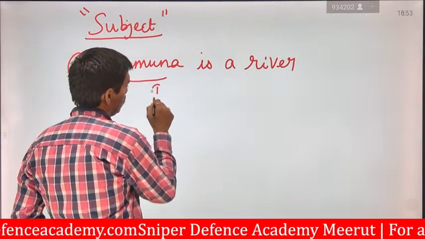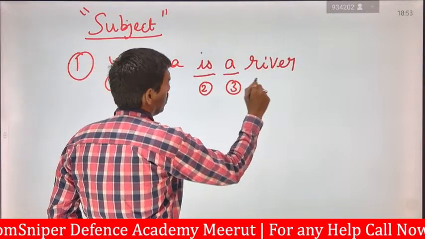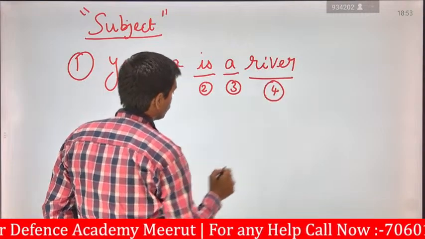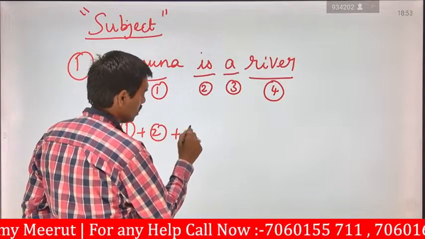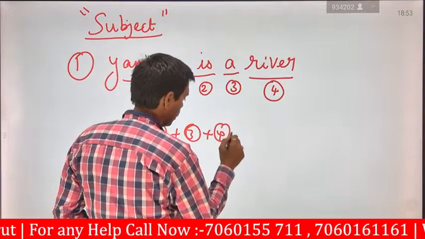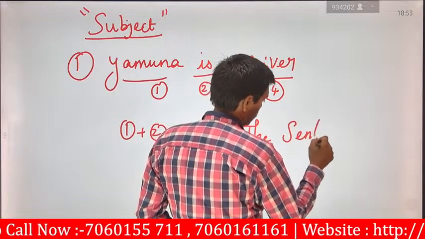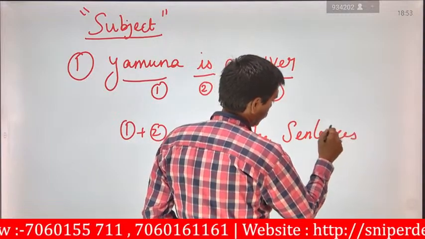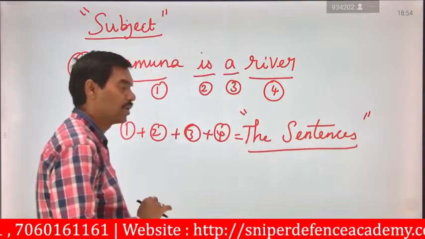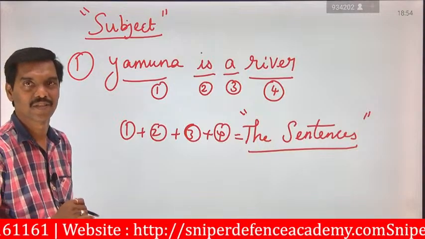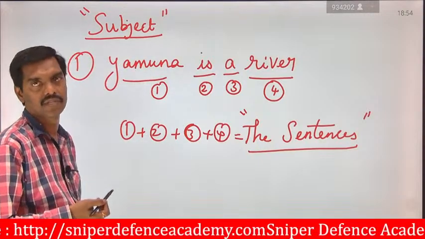1, 2, 3, and 4. There are 4 words available. That is 1 plus 2 plus 3 plus 4, which gives the sentence. Okay. I think everybody is clear. Everybody is thorough now in what a sentence is. Once I add all these words, it will become a sentence.